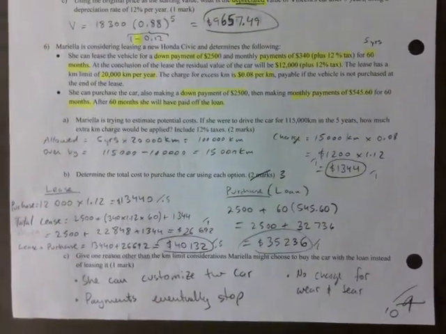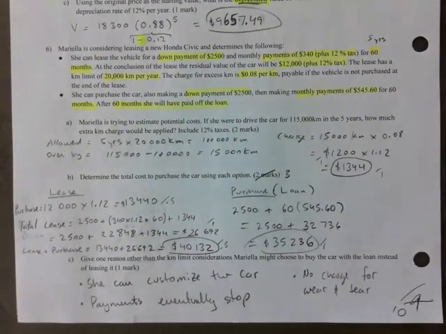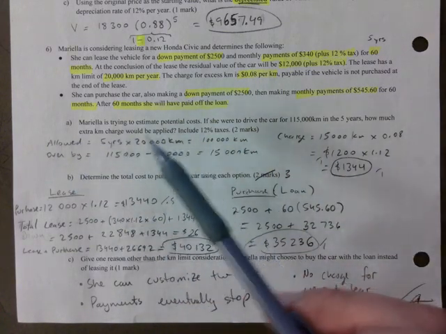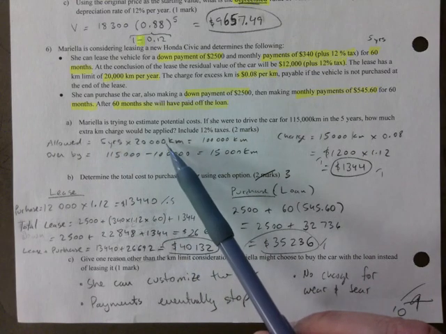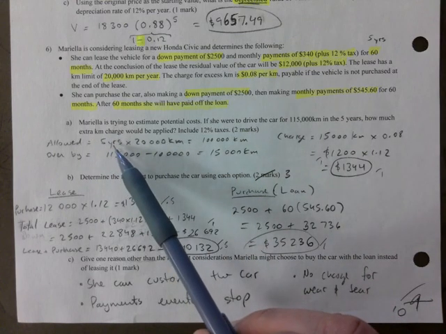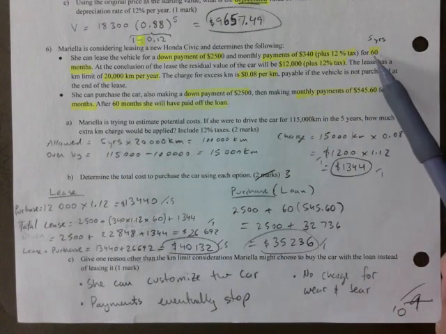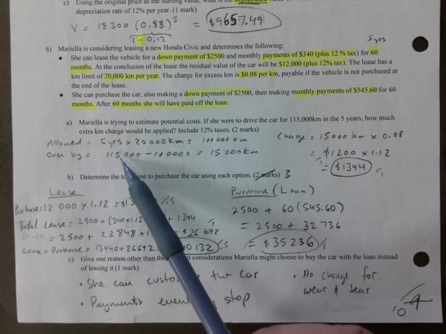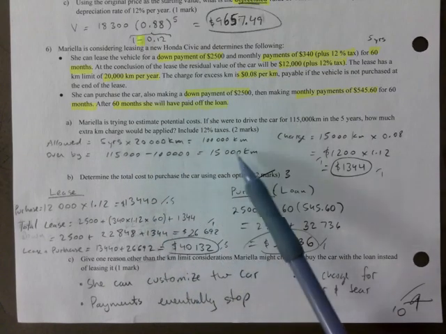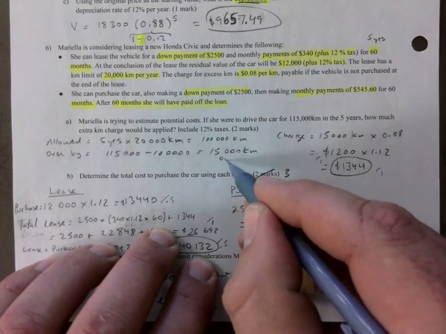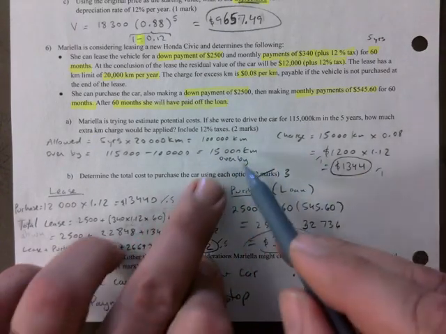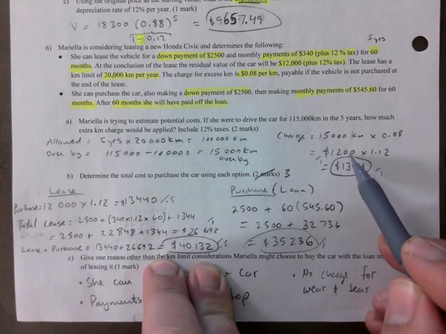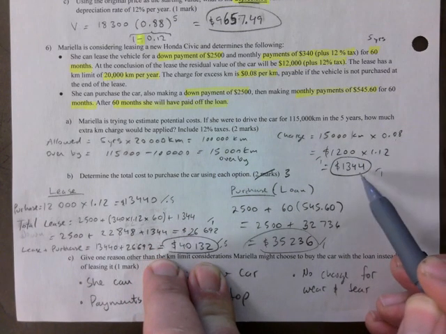Here is the very badly worded question, in my opinion. A was good. So you were allowed to drive 20,000 kilometers per year, and this is a 5-year lease. How do you know? It says right here, 60 months. So you're allowed 100,000, you drove 115,000, we subtracted to get what we're over by. Then you take that, multiply it by 8 cents, and multiply it by 1.12 because you have to tax it.